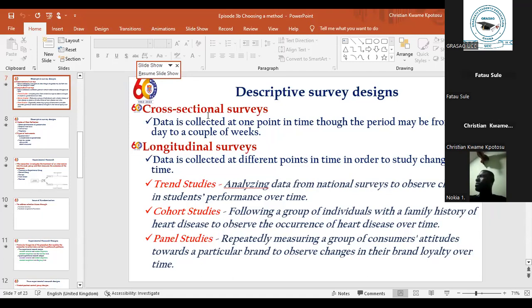So in this case, literature will tell you that here you follow a particular group of individuals who share common characteristics, maybe a disease, over an extended period of time.